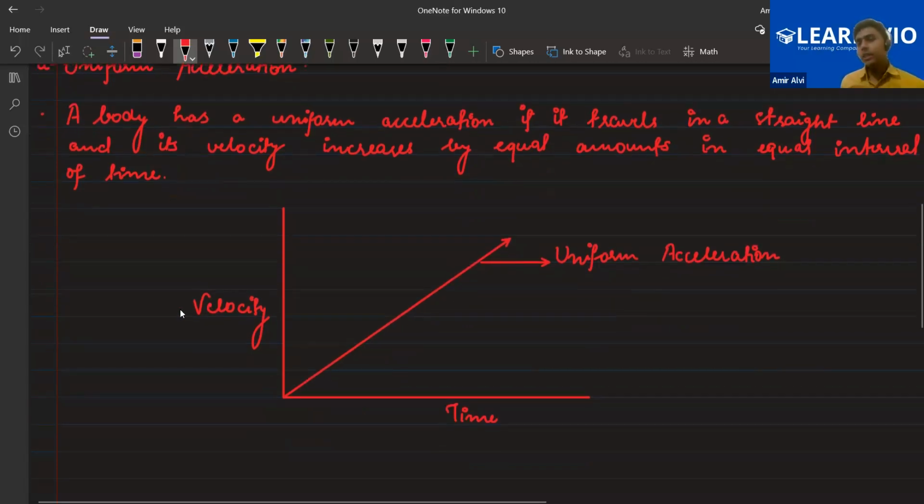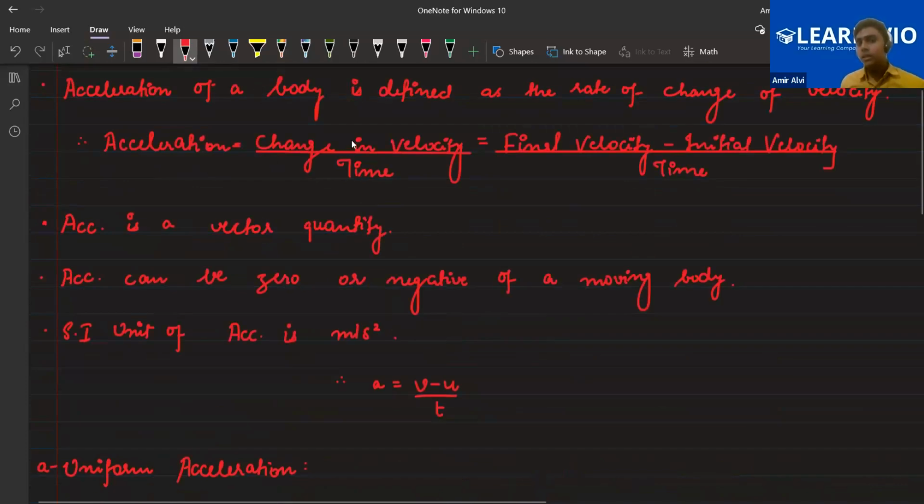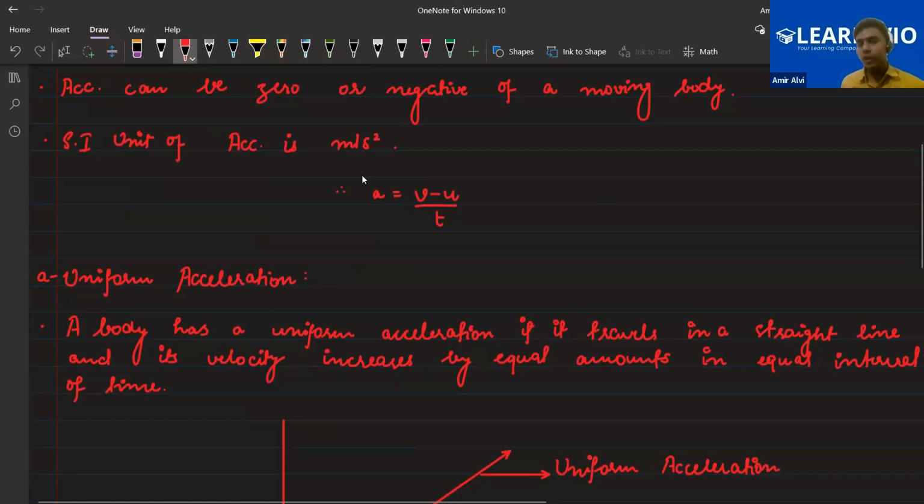You can see this in the velocity-time graph. The acceleration formula is change in velocity by time. Change in velocity means v minus u, and whatever this quantity is will be a velocity. For example, 10 kilometer per hour minus 5 kilometer per hour leaves 5 kilometer per hour, which is a velocity or speed. Yes or no, everyone?